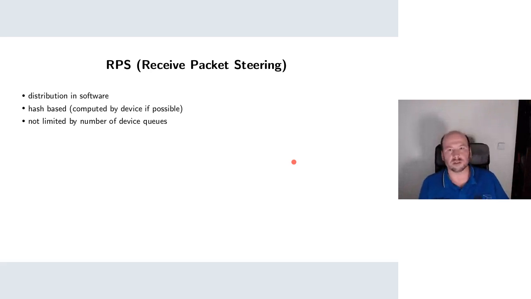Of course, it takes some CPU cycles. But for hosts where we don't have a limited number of flows, but we have many flows, many different flows to different other hosts and different ports, this RPS can improve the performance a lot.